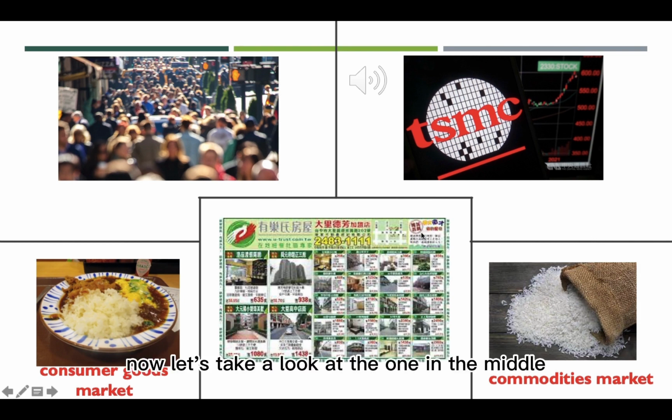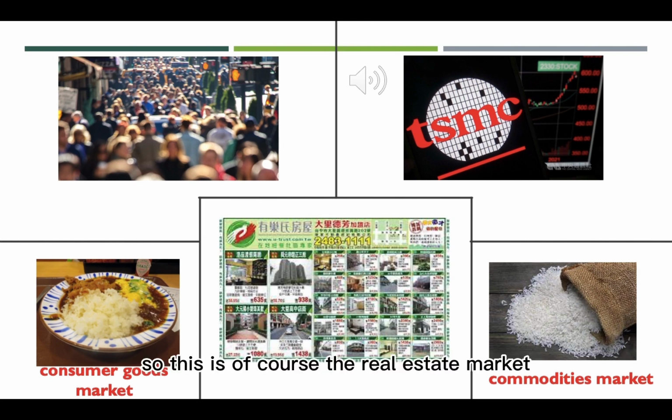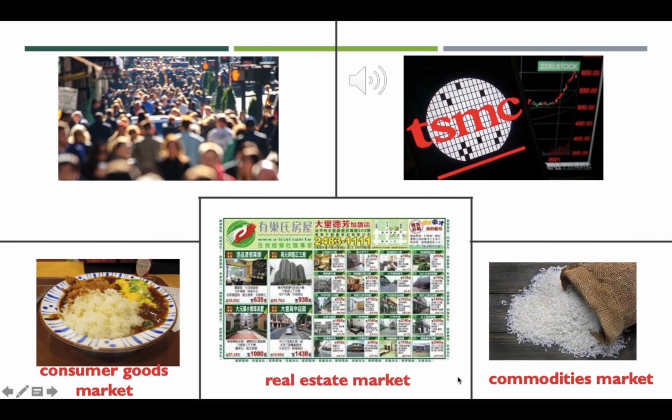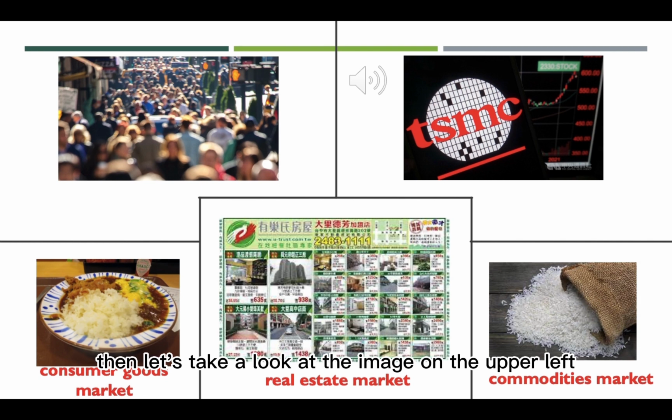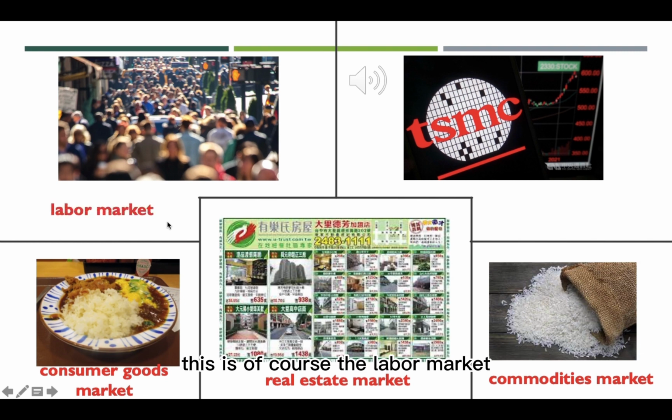Now let's take a look at the one in the middle. In this image, you see several advertisements of apartments, buildings, right? So this is, of course, the real estate market. Then let's take a look at the image on the upper left. You see a lot of people going to work or going from one place to another. This is, of course, the labor market.